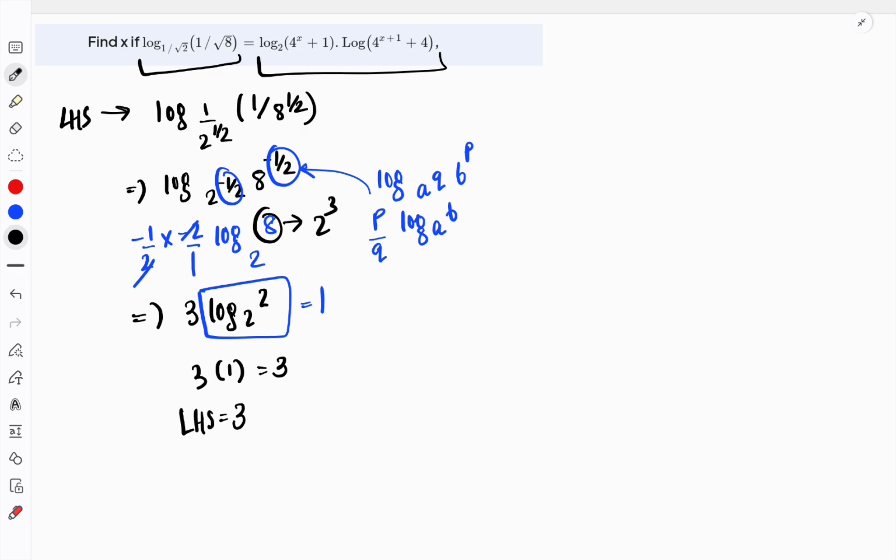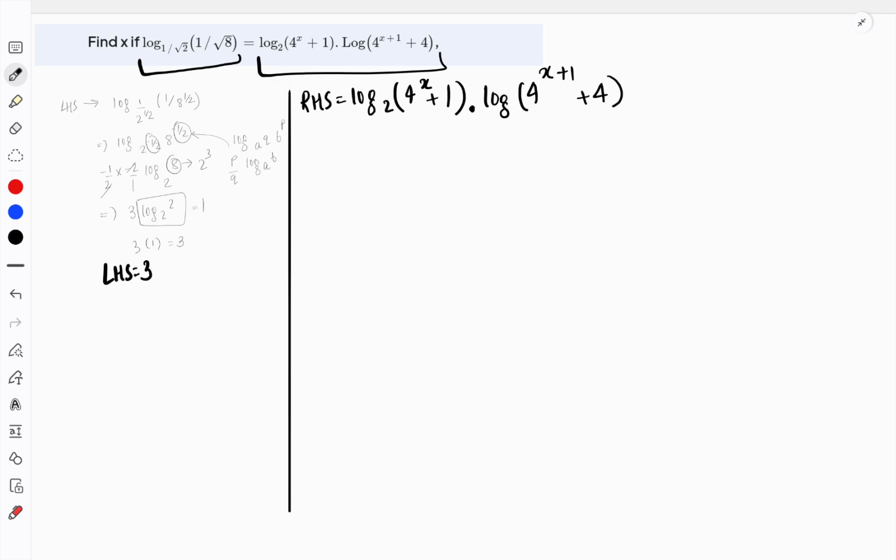All right, now let's move towards the RHS. Now when we come to the RHS, the question setter has done a lot of evil things. He has made our life tough. So let's see how we can simplify our life.